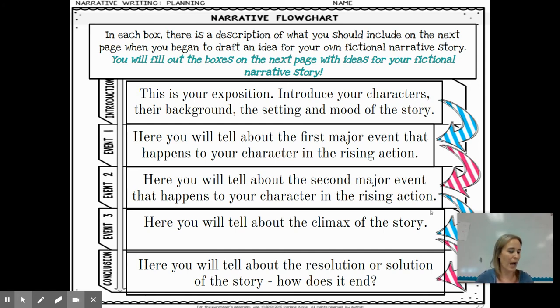Okay, here is the narrative flow chart that we're going to use today to start brainstorming what we want to include in our story. So this is in here too for you to look at. So box 1, you're going to think about, all right, this is your exposition. This is where you introduce your characters, the background, the setting, the mood of the story.